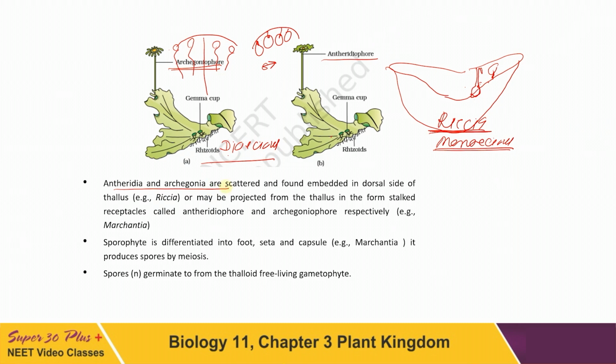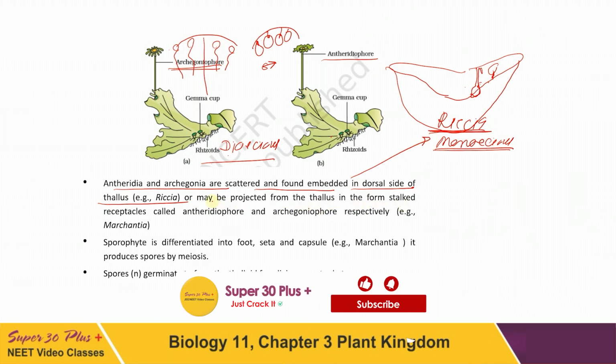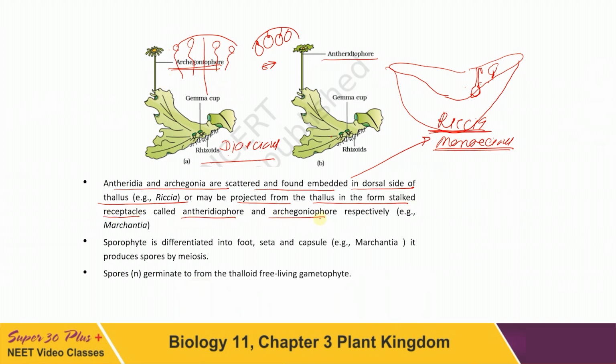Antheridia and archegonia are scattered, found embedded on the dorsal side in case of Riccia. Is it clear? While in case of Marchantia, they may be projected from the thallus, on stalked receptacles called antheridiophore and archegoniophore. And you have to remember that Marchantia is dioecious, and Riccia is monoecious.